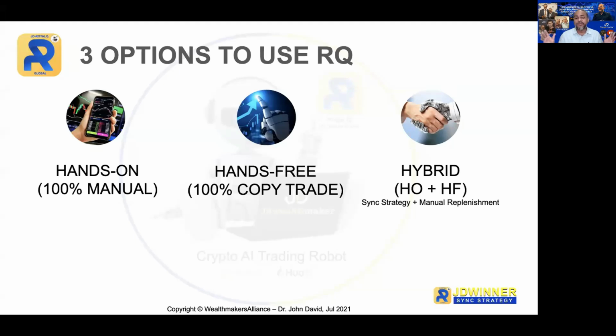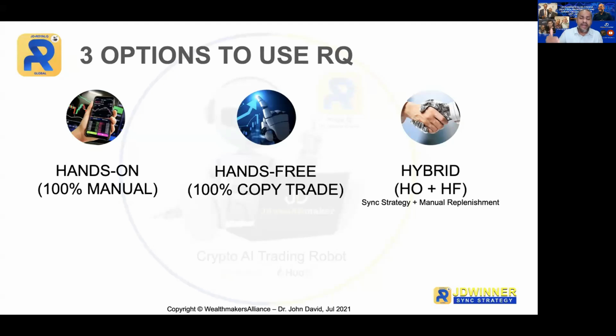Another option is hands-free. When I say hands-free, this is 100% copy trade. Copy trade means it is a seed strategy. This is where you have the JDWINNER seed strategy. For anyone who is new, beginners, it is always easy to get straight into the seed strategy so that they don't have to think about the parameter settings, the trade settings, the coin selections, and so on. Everything will be done by the seed strategy. That's how it works.